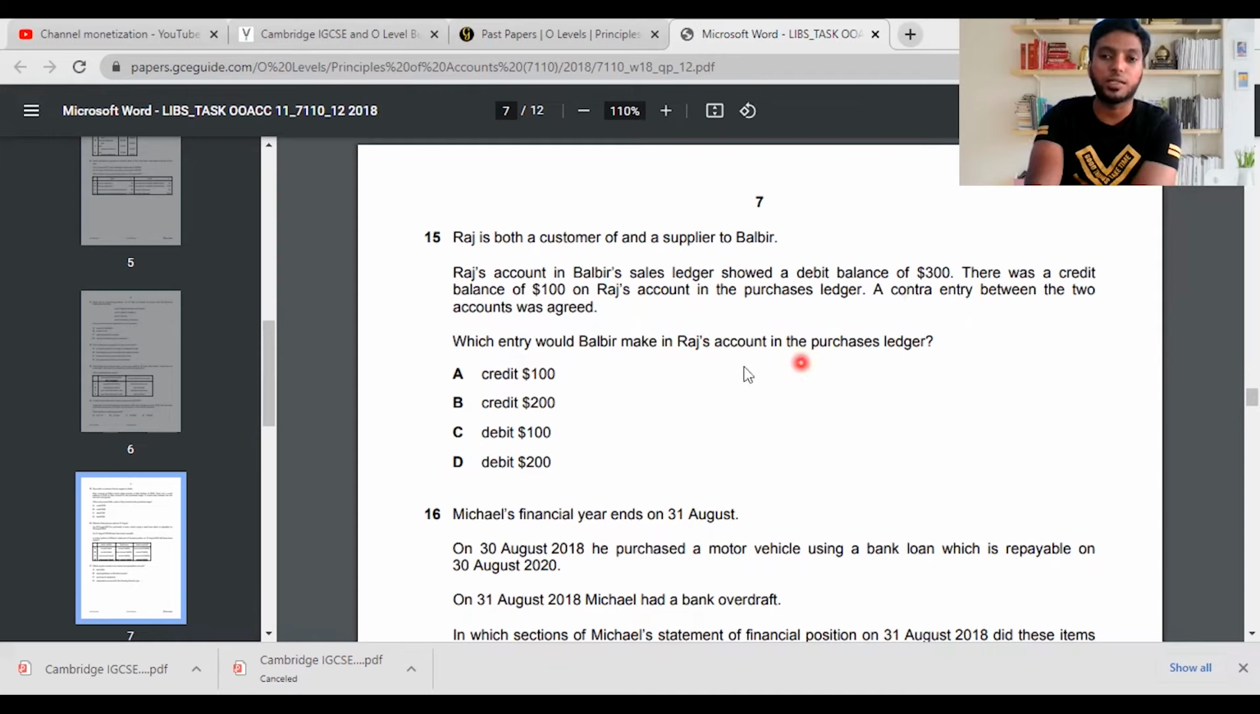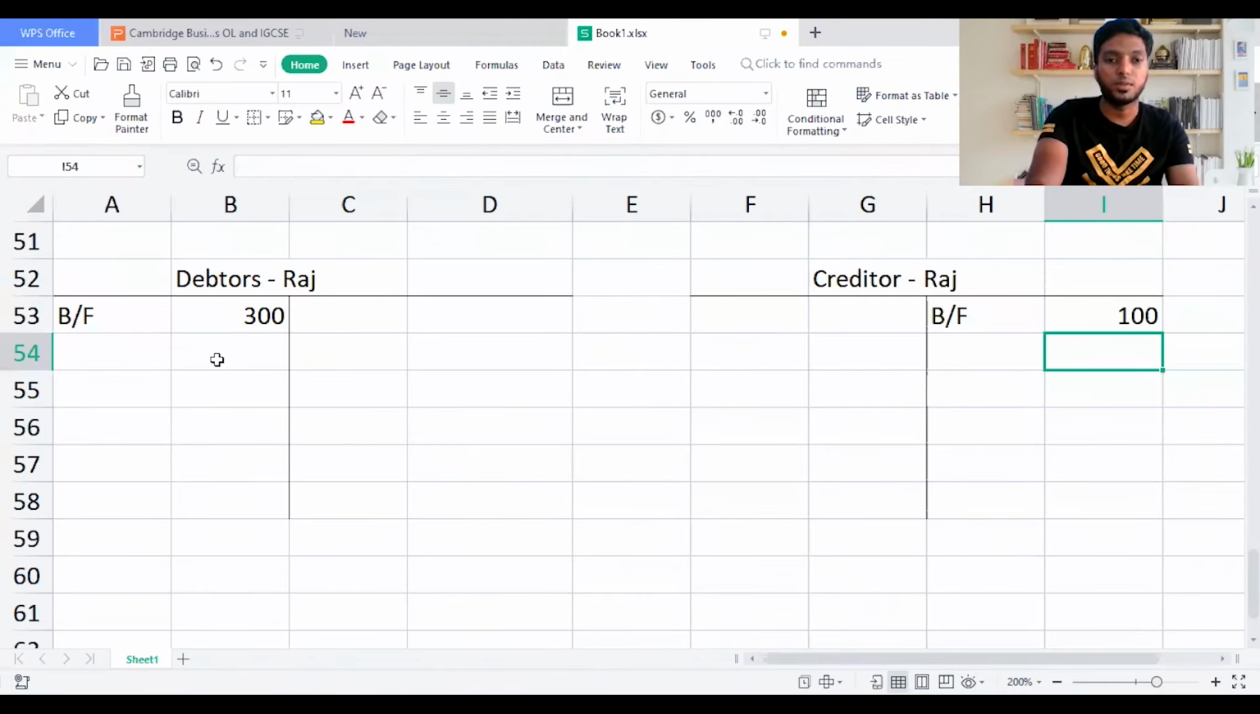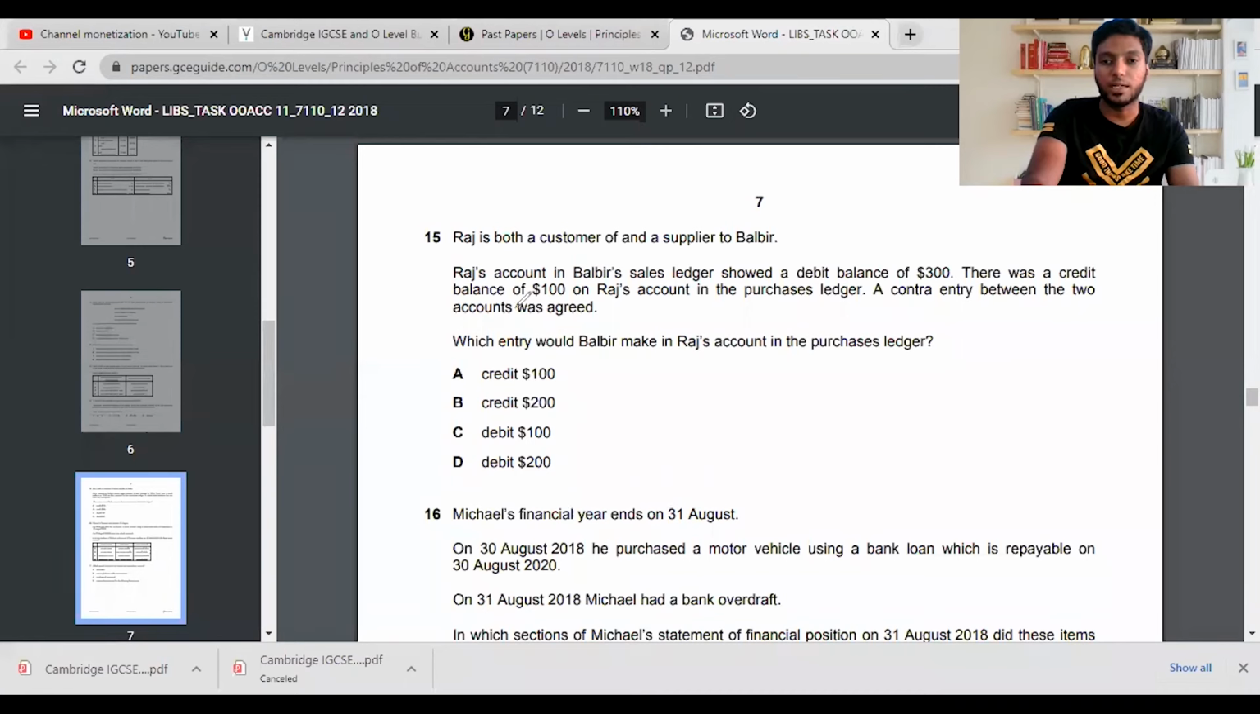A very straightforward one, guys. But here you need to understand the question very well. They're asking what is the amount you're going to deduct in the purchase ledger of Raj account. So now, as Raj is a customer and a supplier, I'm going to take these balances on two sides. You can see here, I'm drawing debtors balances. So debtors balance of Raj, I'm taking 300, because they have given 300 in the sum, and then they are also saying that he had a credit balance of 100 on Raj's account. So as purchase ledger, I'm taking 100 on the credit side.